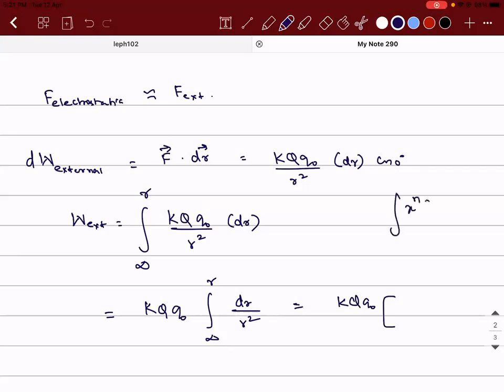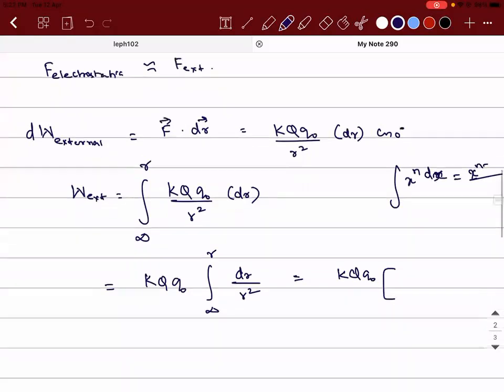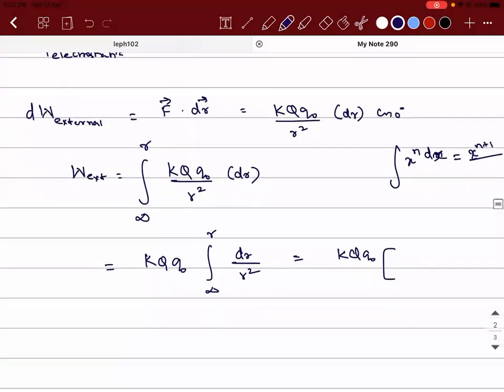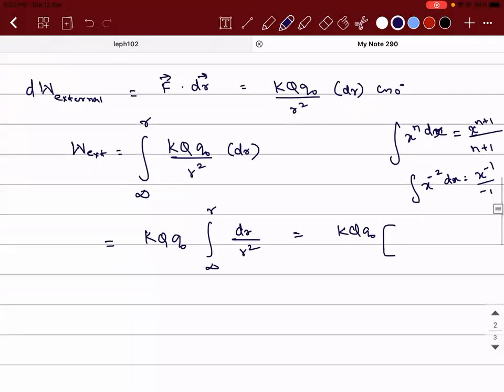So the integral of x power n dx is equal to x power n plus 1 by n plus 1. Correct? Then the integral of x power minus 2 dx will be equal to how much? x power minus 1 divided by minus 1. That is minus 1 by x actually. If you recollect from differentiation, the derivative of 1 by x is minus 1 by x square, so the integral will be reversed. So it is minus 1 divided by r from infinity to r.